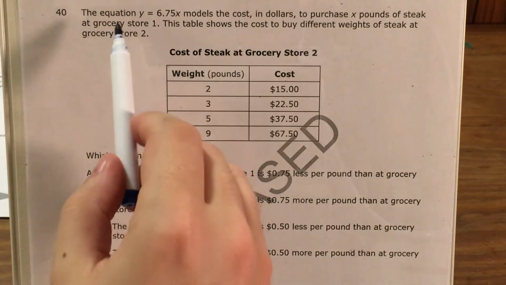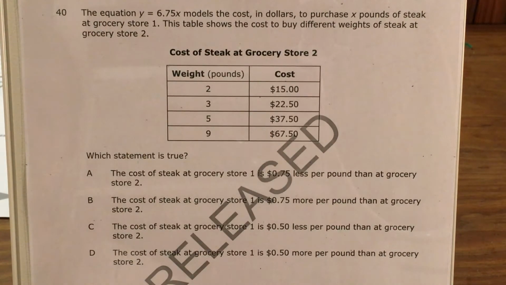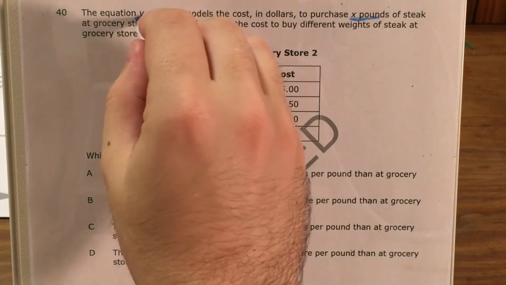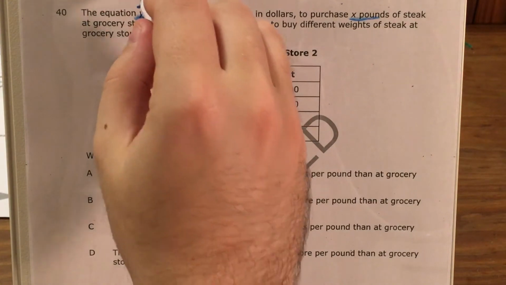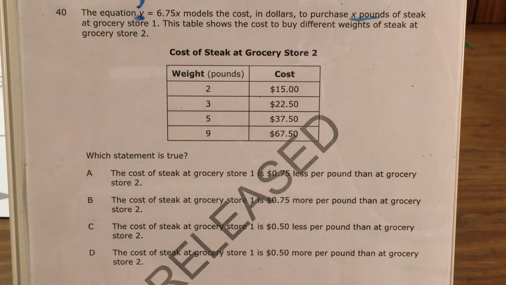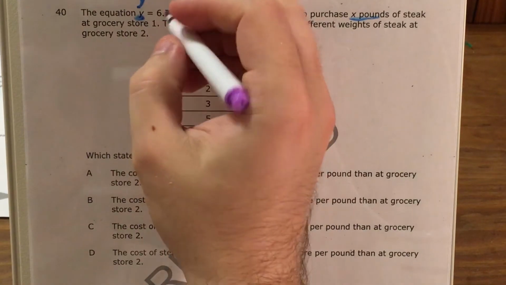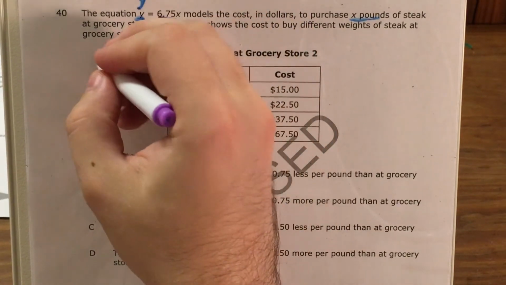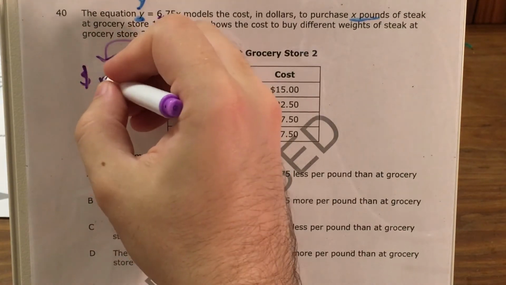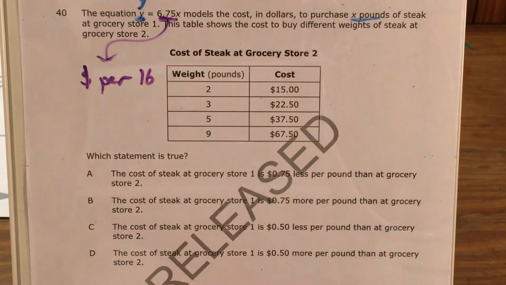So let's start with grocery store 1, where we have the equation y equals 6.75x, or y equals 6 75/100ths x. If we're purchasing x pounds of steak, then I can be reasonably sure that y is going to be the amount of money. So I buy pounds of steak and it gives me the amount of money that it's going to cost. So what that tells me is that my 6 75/100ths here, this number, is going to be my cost per pound.